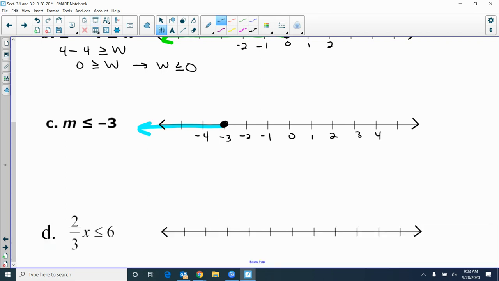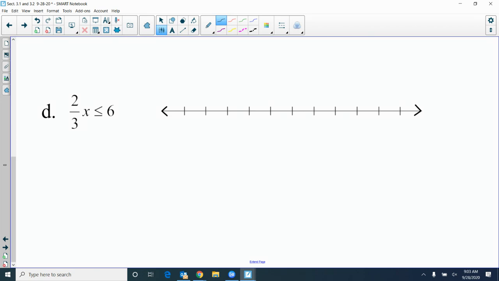2/3 of x is less than or equal to 6. All right, how do I get that x by itself, Christian? Times it by 3/2. All right, good. That's from our last test. So multiply it by 3/2. That gives me x is less than or equal to... what's 6 times 3/2? Use your calculators. 9. Yeah. x is less than or equal to 9.